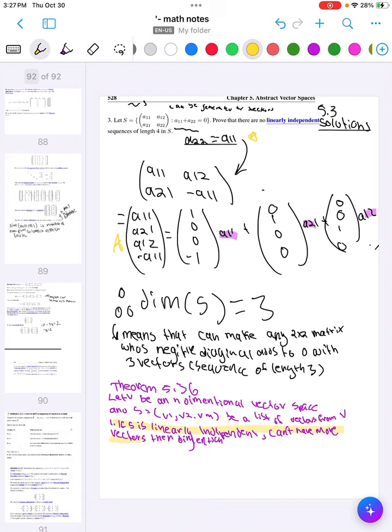bottom right entry can be represented using the top left entry, then we could represent all 2x2 matrices where the top left entry and the bottom right entry add up to 0. We could represent it with just using 3 vectors right here. And I hope that makes sense because it's kind of hard to explain. And so since we could use 3 vectors to represent the vector space S, then the dimension would be 3.